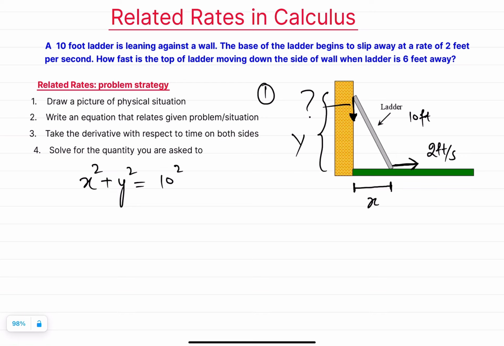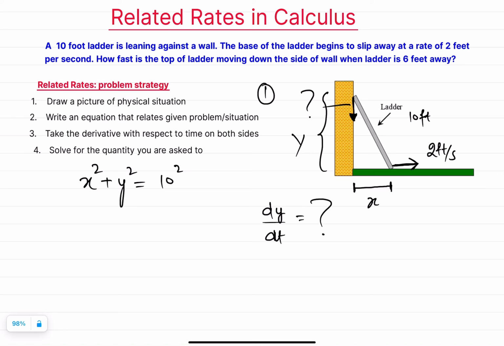The third part is to take the derivative with respect to time on both sides. The reason we have to take the derivative is that first we must understand what we have to find. We simply have to find how fast the top of the ladder is moving down. That means it's asking about the change in y with respect to time. We have to find dy by dt.